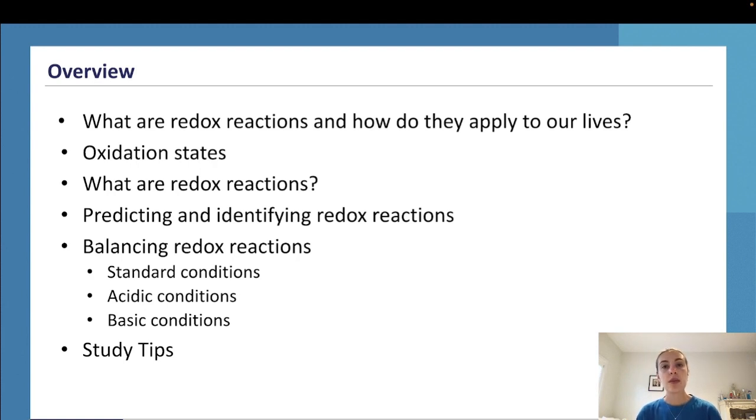And then finally, we'll finish off with a few study tips. So that's just a few different ways to help you stay on top of your study and to really optimize your grades for chemistry and other subjects as well throughout grade 12.